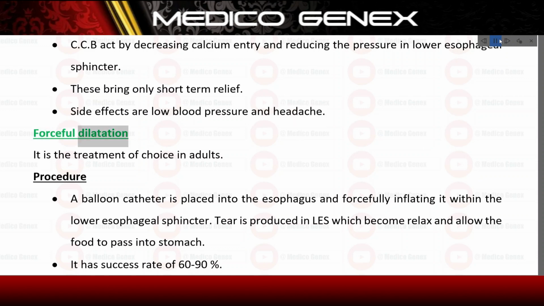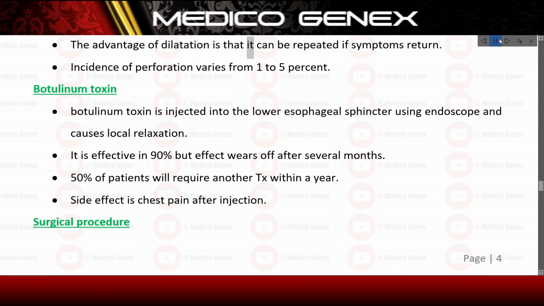Forceful dilatation. It is the treatment of choice in adults. Procedure. A balloon catheter is placed into the esophagus and forcefully inflated within the lower esophageal sphincter. Tear is produced in LES which becomes relaxed and allows the food to pass into stomach. It has success rate of 60 to 90%. The advantage of dilatation is that it can be repeated if symptoms return. Incidence of perforation varies from 1 to 5%.